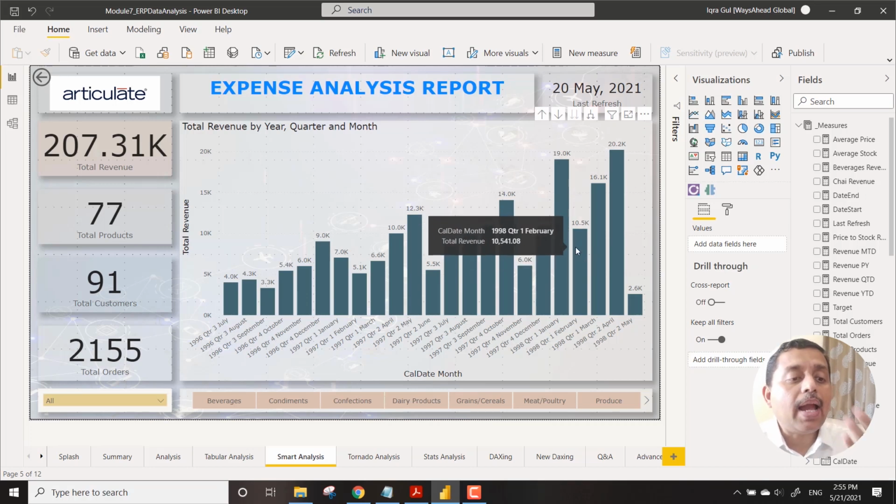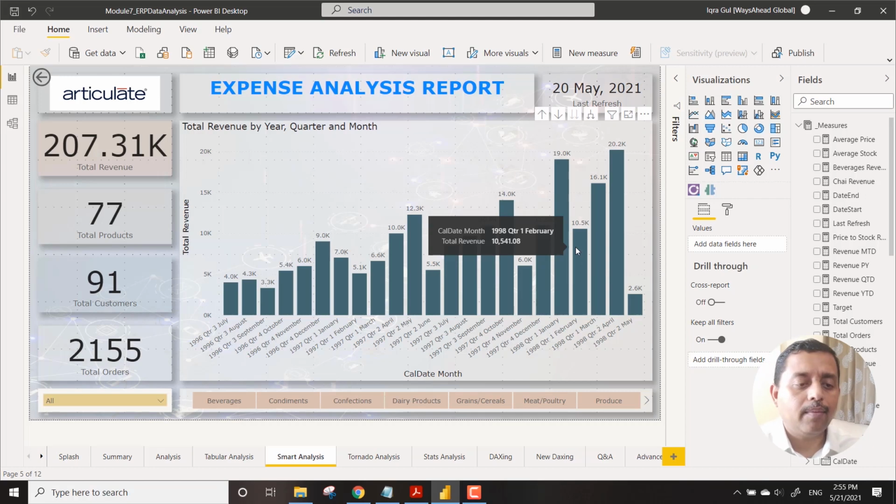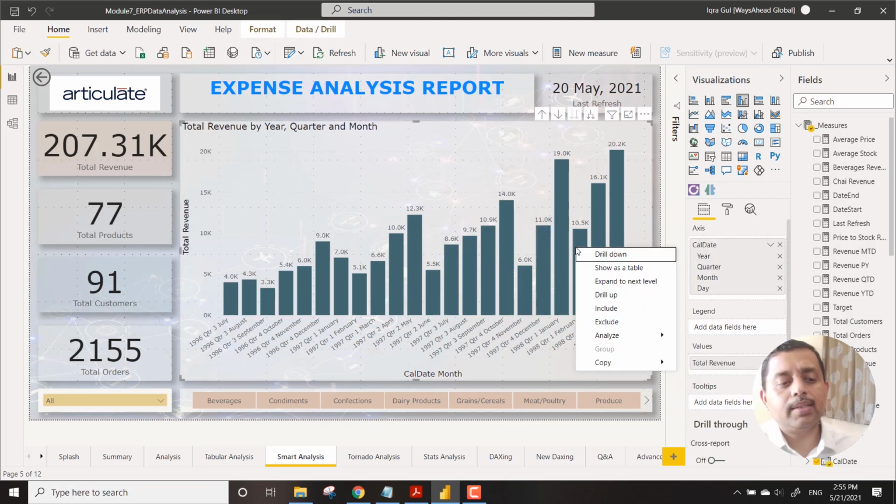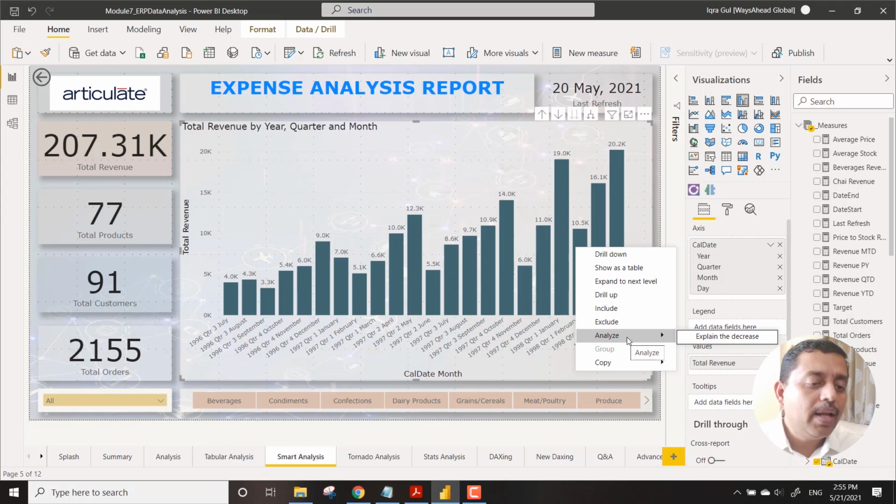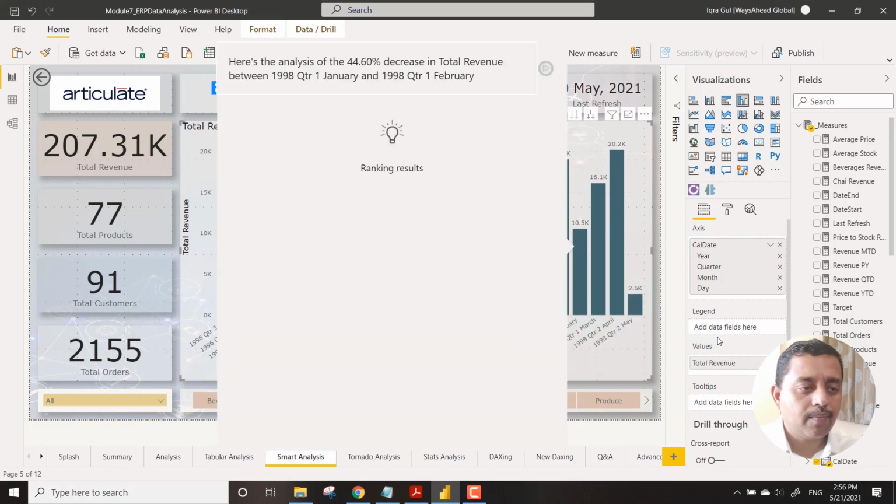So around 9K from 19 to 10. I right click on this 10K, which is on the lower side, and ask: is it possible to analyze this data? So I click analyze, and it says not only can I analyze, but I can help you explain the decrease, that is, why it might have happened from 19 to 10. So I say explain the decrease, and it searches.